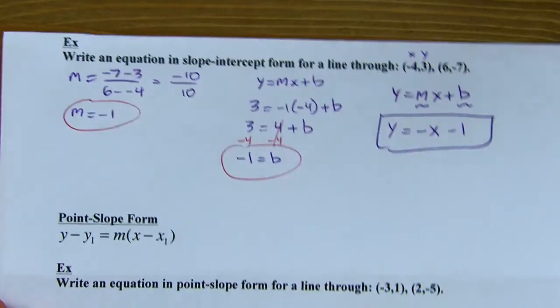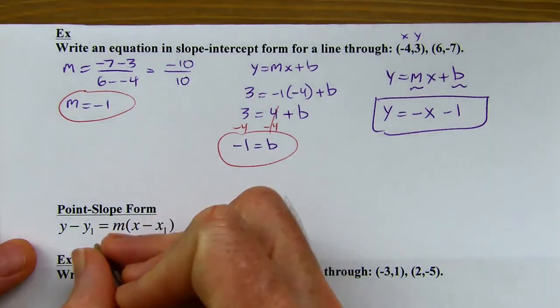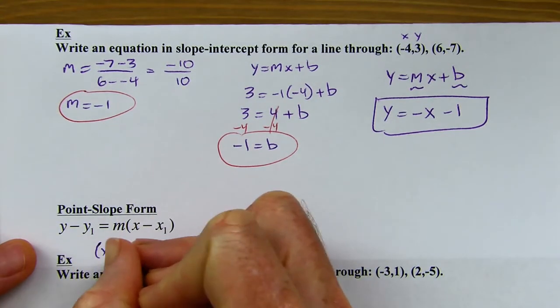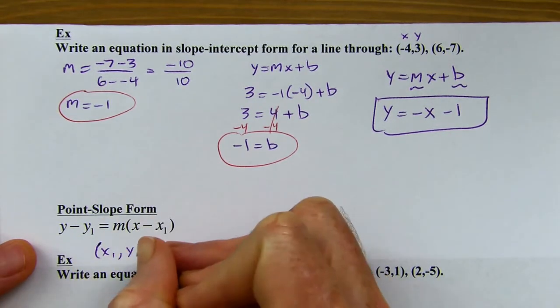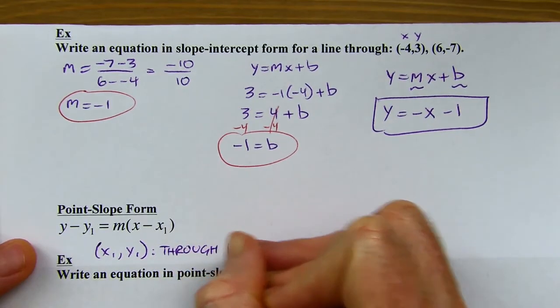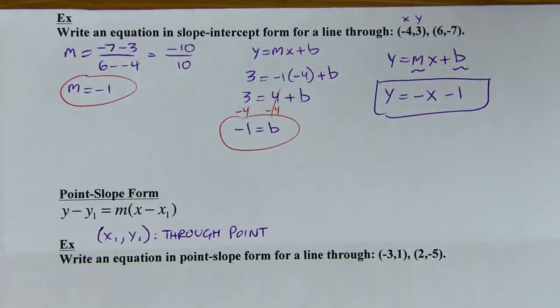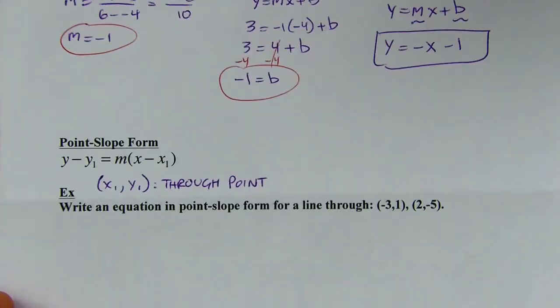Okay, so let's move on to point-slope form. So similar kind of deal here. We still have the m, which is the slope. This has a new feature. It has x sub 1, y sub 1, which is a through point. What I call a through point, and that just means that's going to be a point that the line goes through. Okay. So let's write an equation here.